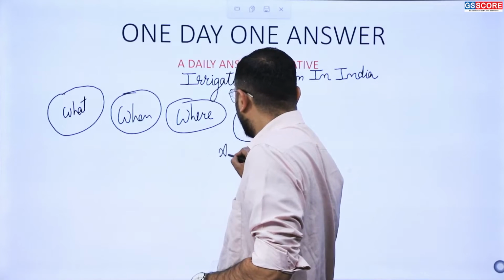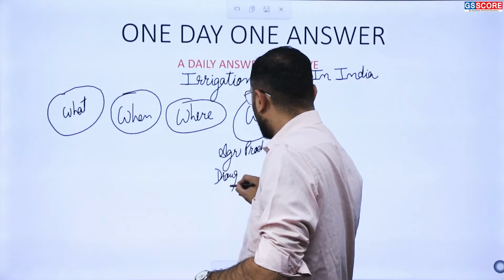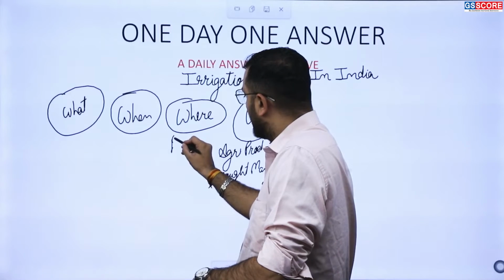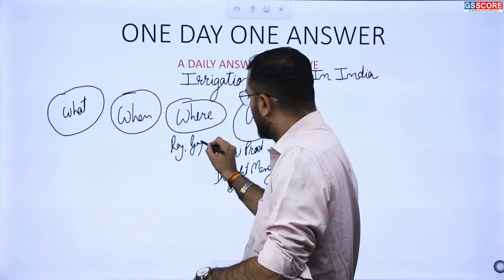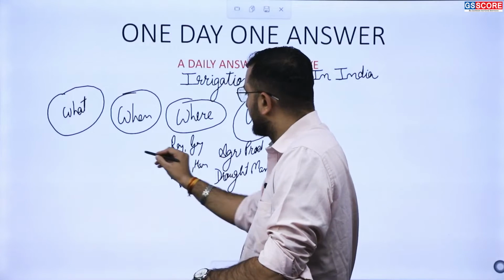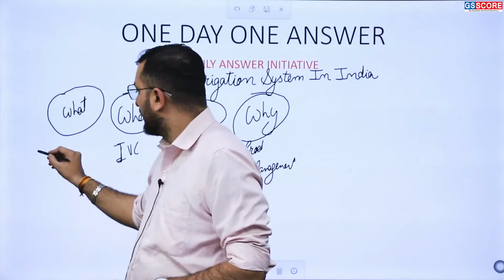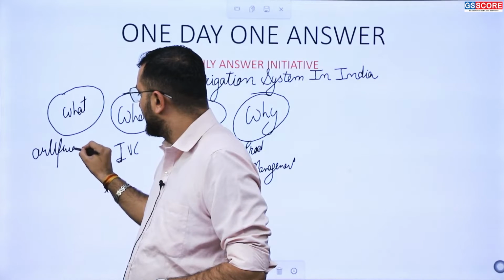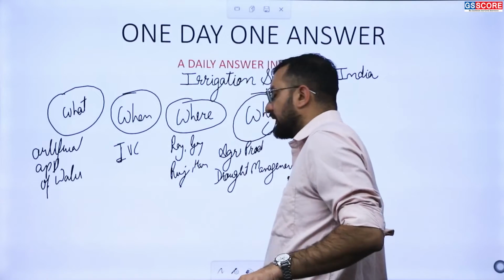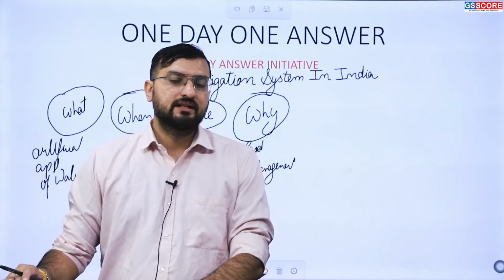So first was your agriculture productivity, second is your drought management. We can write Rajasthan, Gujarat, Punjab, Haryana, and here we can write artificial application of water. So in the drought management area, where we have scarcity of water or there are dry spell regions, over there this irrigation is quite handy.